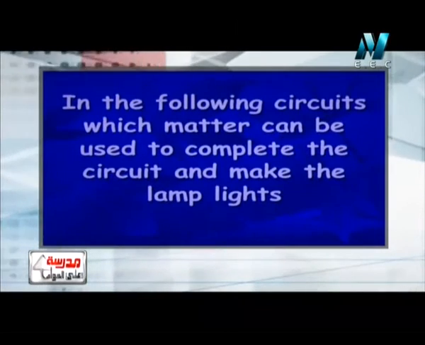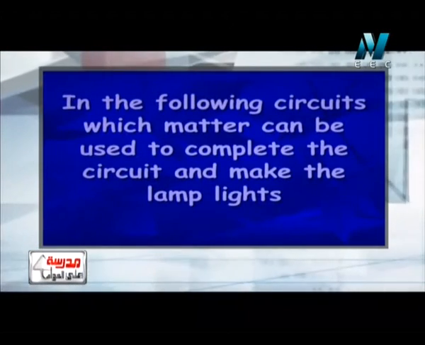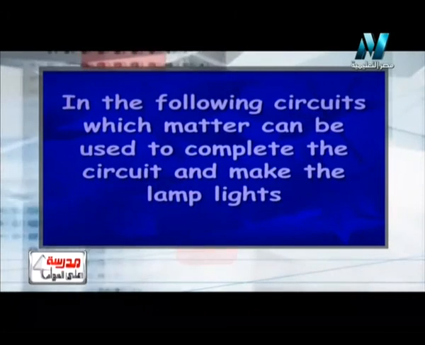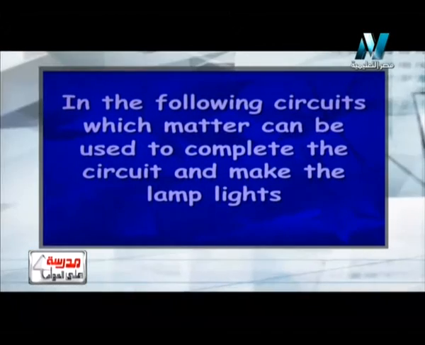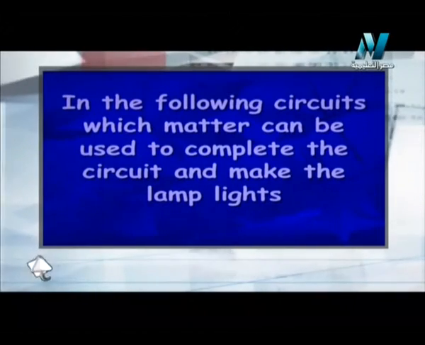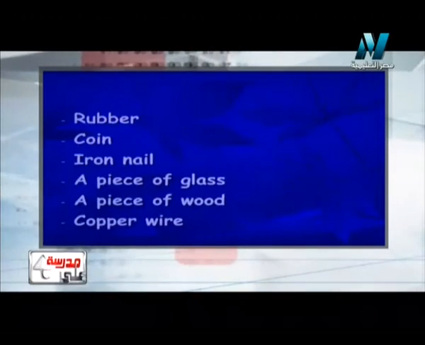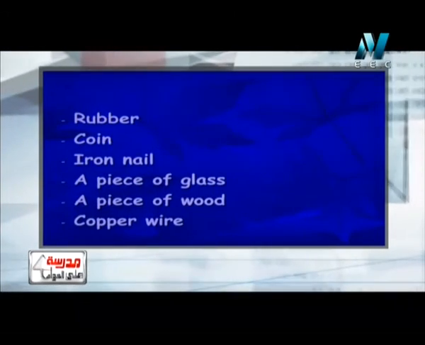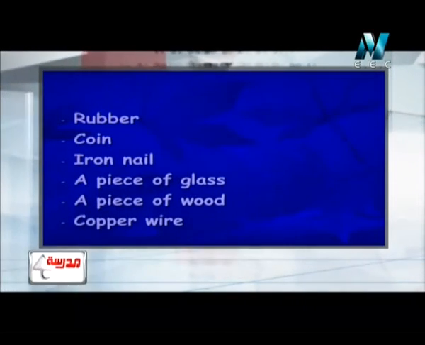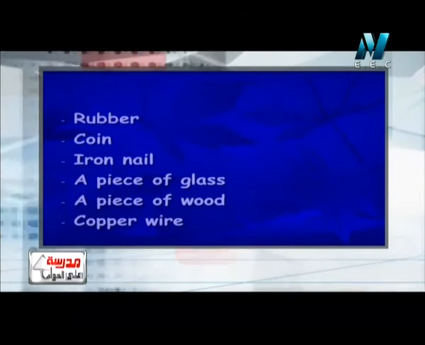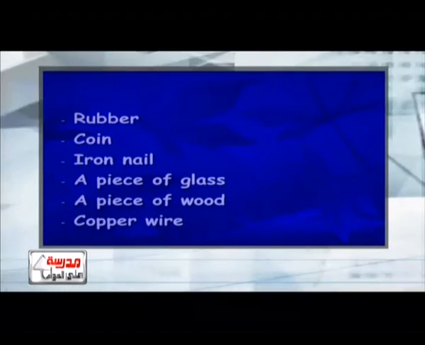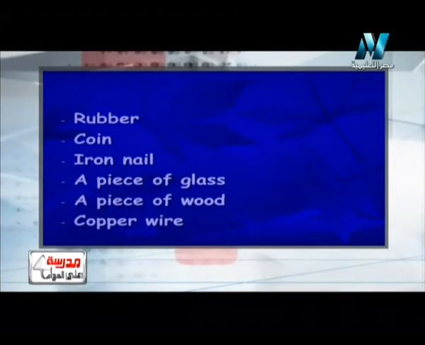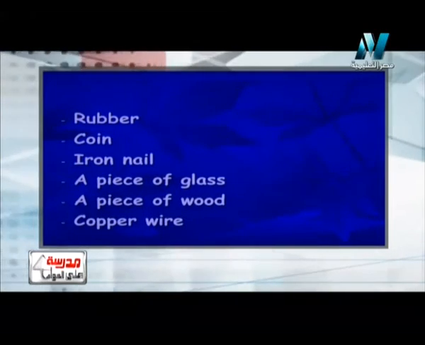Okay, in the following circuits, I have here two circuits. Which matter can be used to complete the circuit and make the lamp light? Look here, I have some rubber, a coin, an iron nail, a piece of glass, a piece of wood, and a copper wire. Again, I have these materials, you must keep them in mind: rubber, coin, iron nail, piece of glass, piece of wood, and at last copper wire.